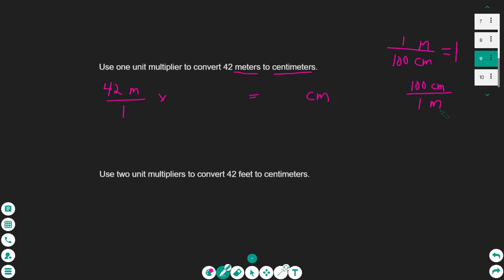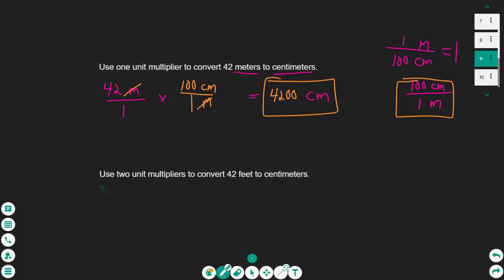Which one should I use? Remember what we did last time. We said, okay, I have a meter on the top. I want the meter on the bottom, so it cancels out. So I'm going to use this one. So I have 100 centimeters over the 1 meter. Okay, now it's just a matter of multiplying things out. Meters are going to cross out. 42 times 100 is going to be 4,200 centimeters. There it is. All right? Excellent. Let's go to this next one.